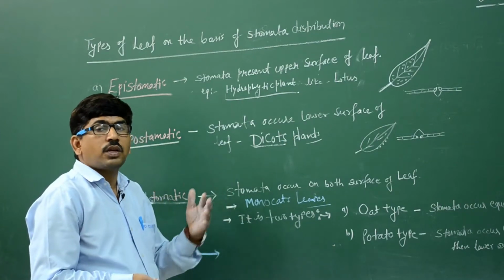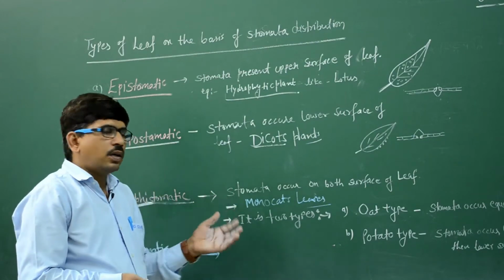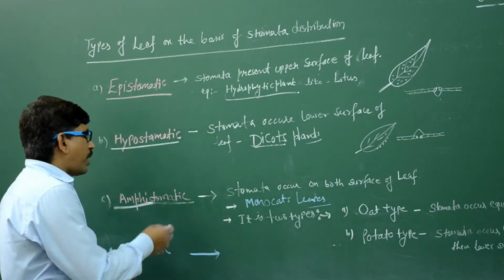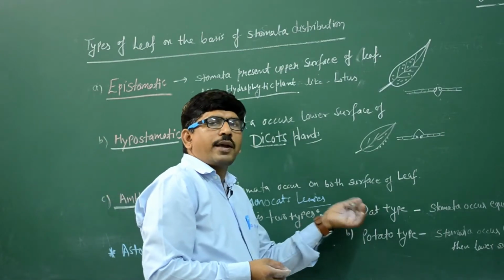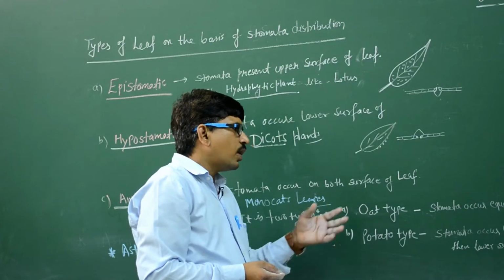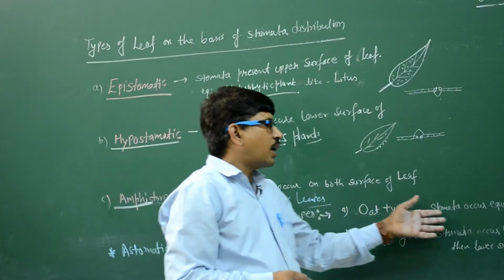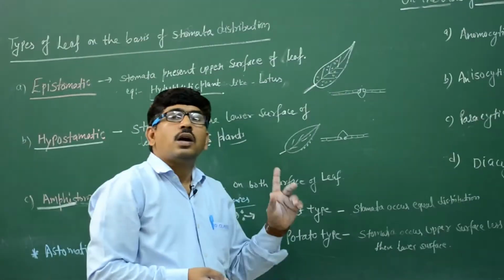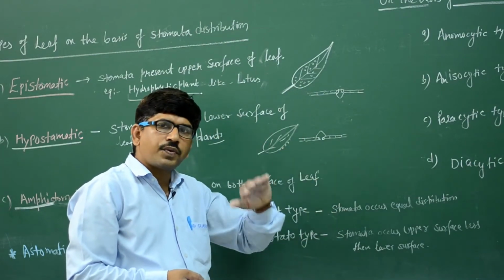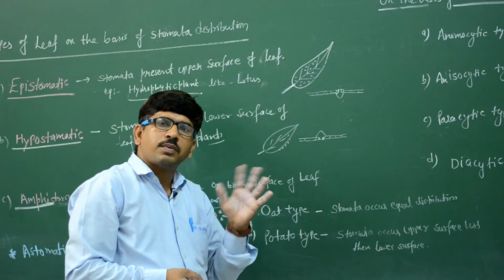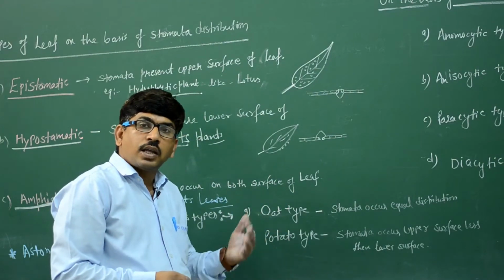On the basis of the number of stomata on the upper surface and lower surface, the amphistomatic is again divided into two types. First the oat type, and second the potato type. In the oat type, the stomata occur in equal distribution. Clear? On the upper surface and lower surface, the number of stomata is similar, but it is a dicot plant. Some dicots contain the amphistomatic type of stomata.